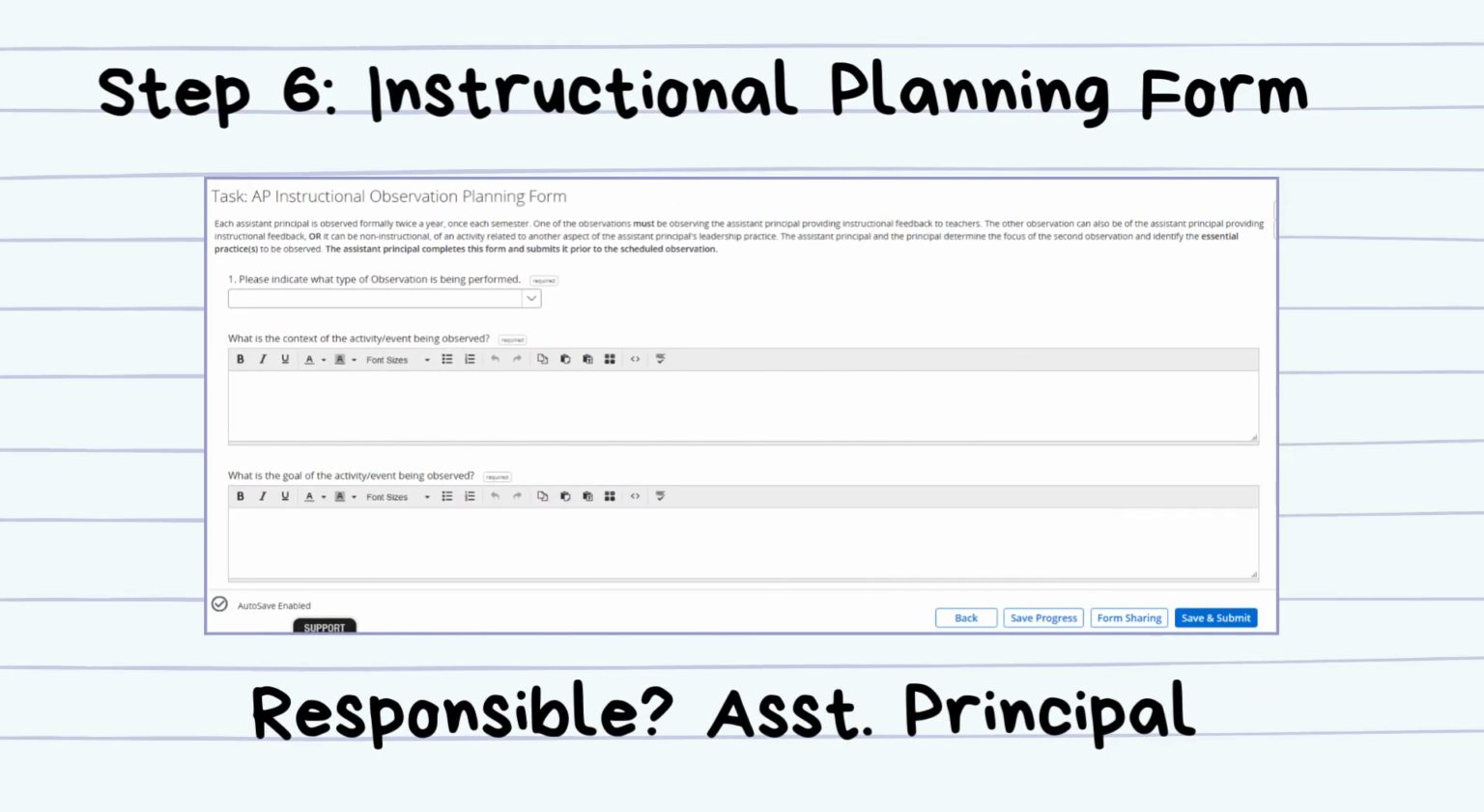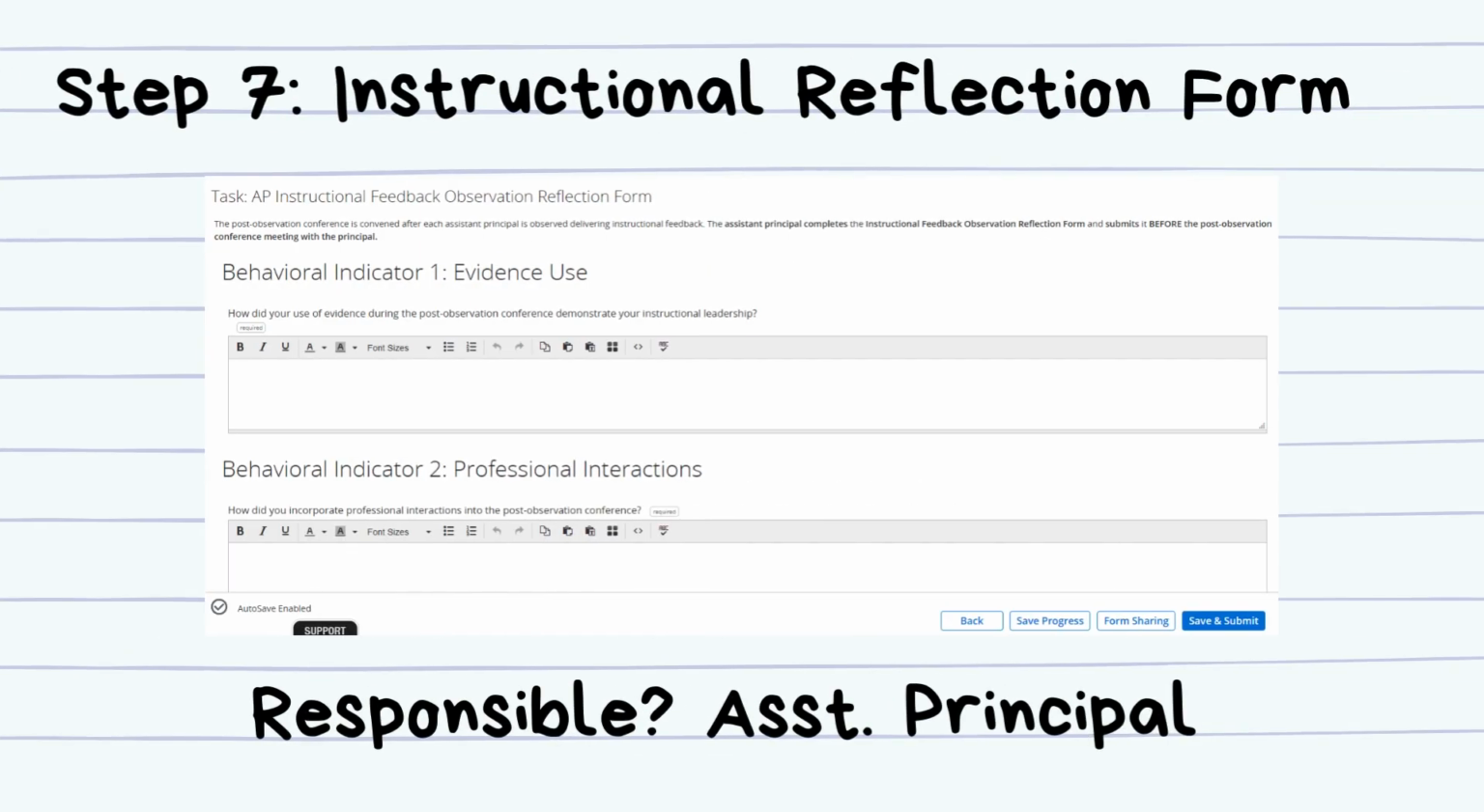The sixth step is the instructional planning form. In this form, the assistant principal will indicate what will be observed in their instructional observation meeting. The seventh step is the instructional reflection form. In this step, the assistant principal will reflect upon what was observed in the instructional observation meeting.